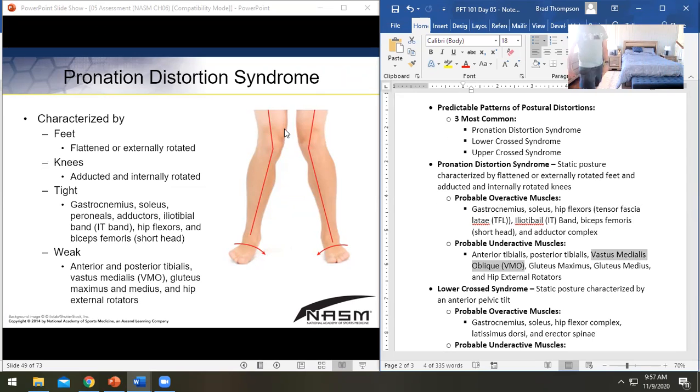Guess what? That is the exact opposite of that biceps femoris, right? Biceps femoris is on the back. Vastus medialis is on the front. Biceps femoris is lateral. Vastus medialis is medial. So we're just doing the opposite, right? We move across the joint.